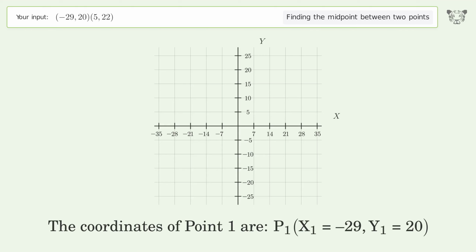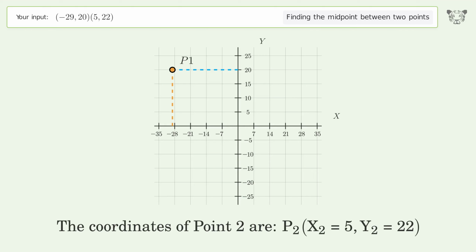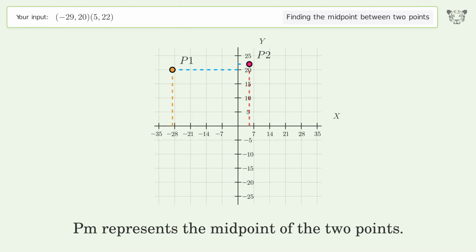The coordinates of point 1 are, x1 equals -29, y1 equals 20. The coordinates of point 2 are, x2 equals 5, y2 equals 22. PM represents the midpoint of the 2 points.